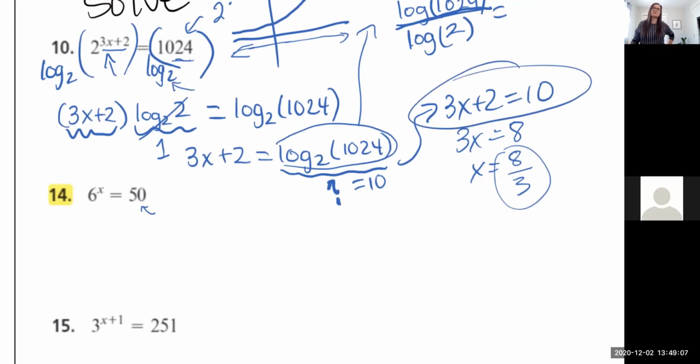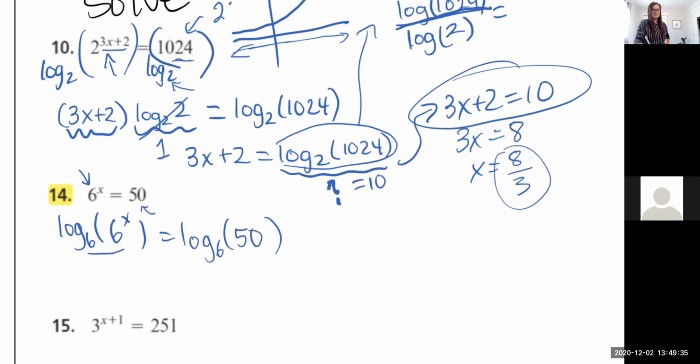Yeah, so what kind of logarithm do we need on both sides? What base? We need the base of this one, right? So since it's base 6, we would want log base 6 of both sides. And that's because that way it will release that operation there and make that just an x, because the x will drop down.